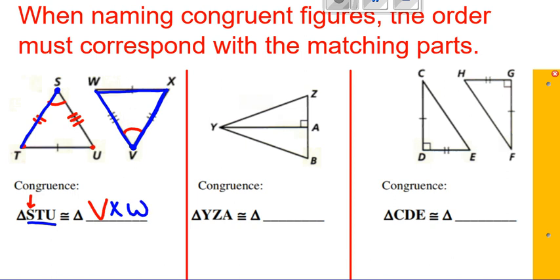All right, congruence, YZ. Here we go. Y, Z, A would be congruent to Y, B, A. And then finally on the right, triangle CDE.